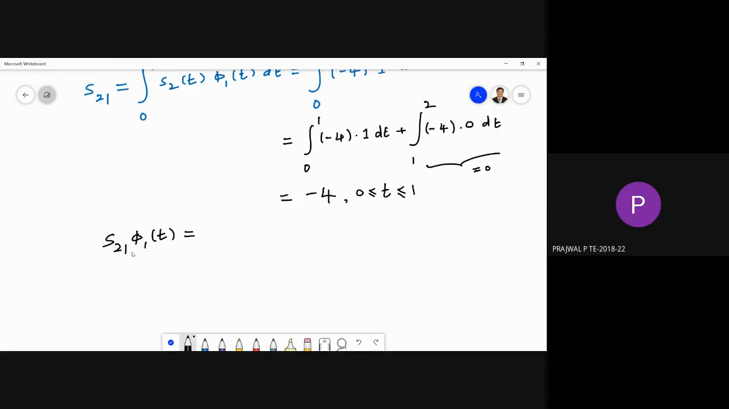Sir, can you show me the S3 signal? What was the amplitude of that, sir? Yes, S3 of t is from 0 to 3. Its amplitude is 3. Okay, thank you, sir.